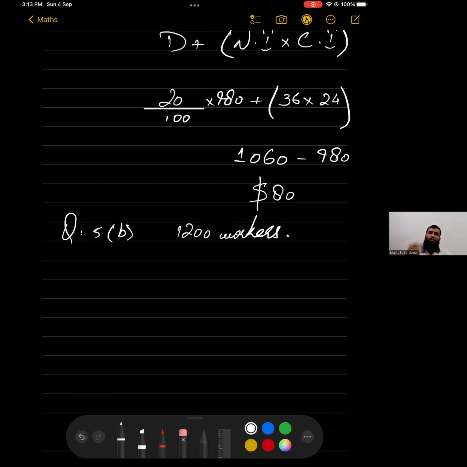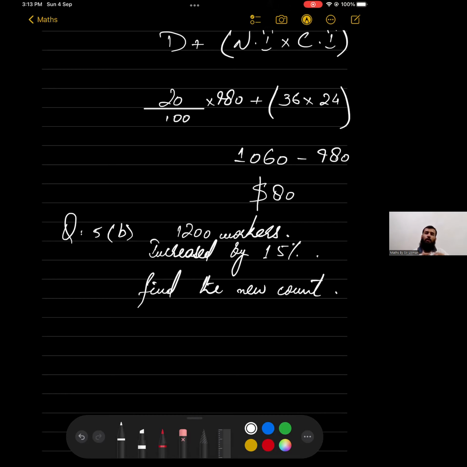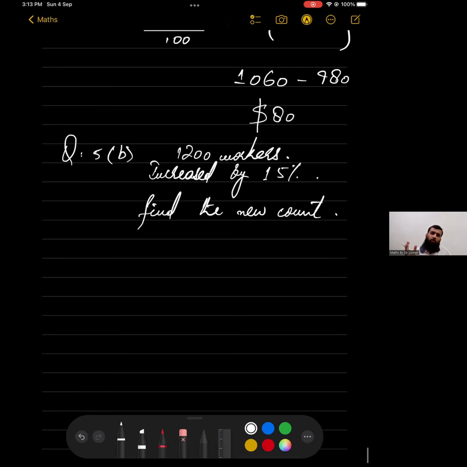And the company has basically increased 15% of them. So the company has increased the workers by 15%. We need to find the new worker count. अब मुझे total figure out करना है current date पे, like what is currently the count of all employees present in the company. So previously it was 1200.